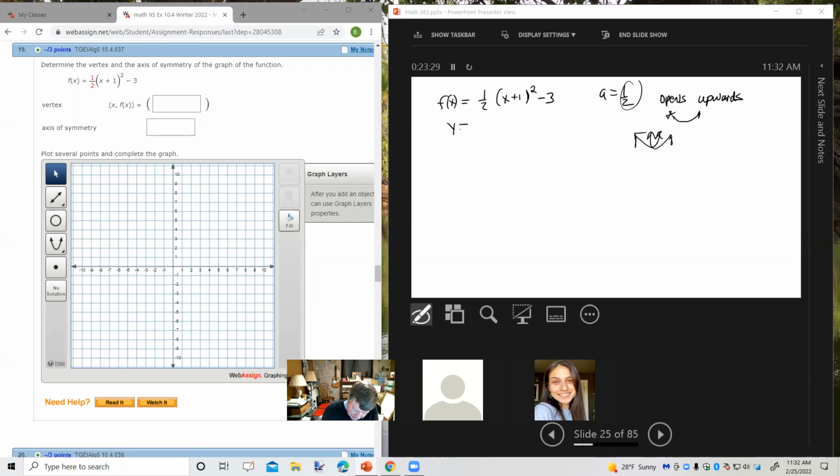If we think in terms of y equals a times x minus h squared plus k, this could be written as 1/2 times x minus -1 squared plus -3. So in other words, writing it in this form, h is -1 and k is -3. Any questions about that? All right, so the vertex is at (h, k), so it's at (-1, -3).